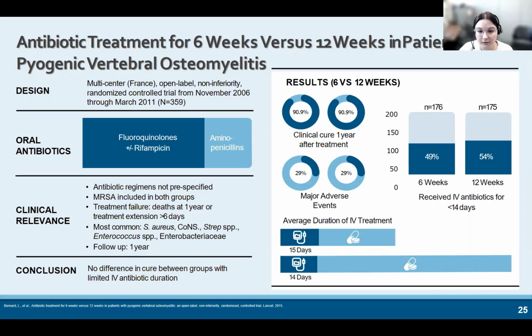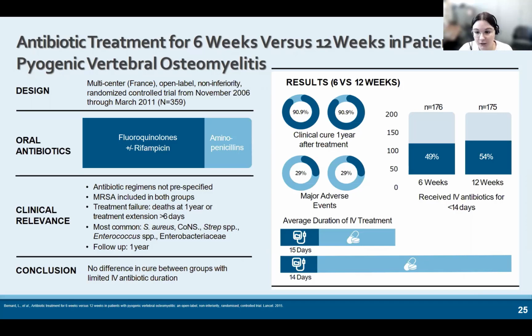It was an open-label, non-inferiority, randomized control trial, enrolled patients 18 years of age or older with pyogenic vertebral osteomyelitis without vertebral implant. In this trial, 359 participants were randomly assigned to receive 6 or 12 weeks of antibiotic treatment. Antibiotic regimens were not pre-specified. MRSA infections were included in both groups, and treatment failure was defined as death at 1 year or extending treatment by greater than 6 weeks.